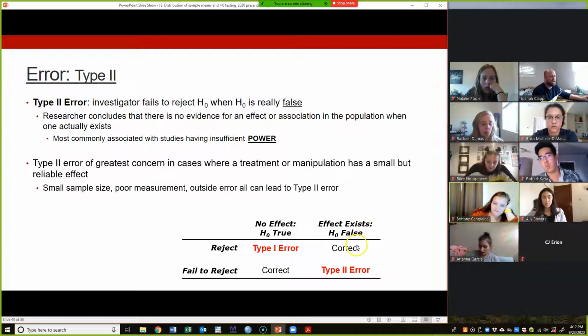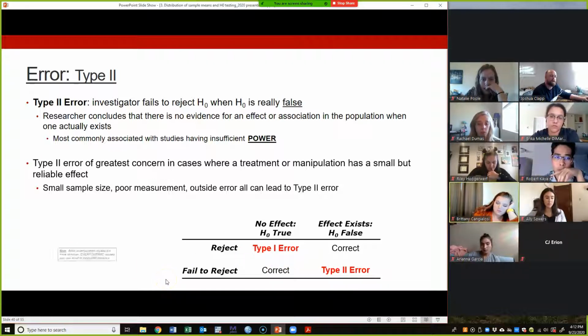If an effect exists, the null hypothesis is false, and I fail to reject, I say that there's nothing there, that's when I made a type 2 error. But if I reject the null and an effect exists, then I made a correct decision. If I fail to reject and the null is true, there's no effect, I'm correct, but here's where I make my errors. Okay.